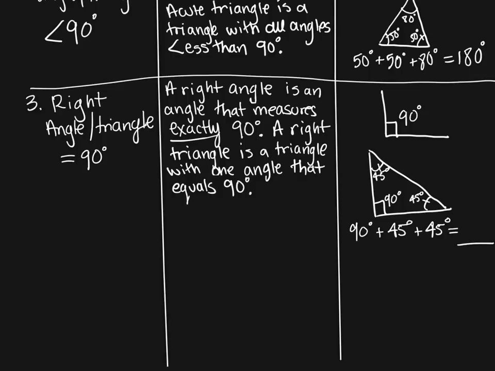So a right angle or a triangle is an angle that measures exactly 90 degrees. A right triangle is a triangle with one angle that equals 90 degrees. If you look at the angle to the right, it kind of looks like half of a square. Well, a square and a rectangle have angle measures of 90 degrees. Remember, when you have a square or a rectangle, they have equal sides. If it's a square, they have all equal sides. If it's a rectangle, they have 2 sides that are congruent. So these 2 sides would be congruent and these 2 sides would be congruent.